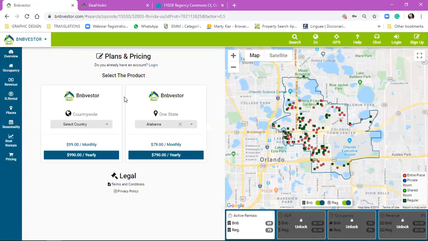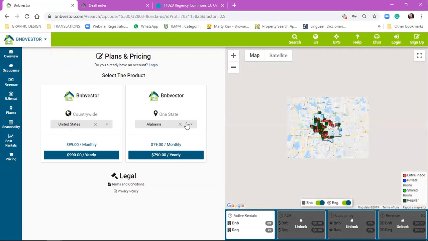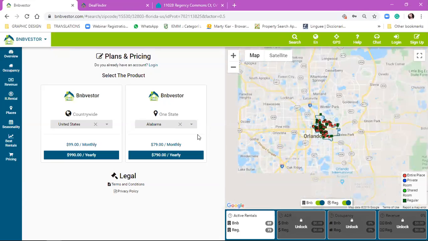Okay. So you have an idea: once you are on the BNB Investor page and you click sign up, we offer you 2 different products. Okay, we have countrywide and 1 state. If you go for 1 state, you can select which state, and you're going to have access to all the counties of that particular state for $79. Now, if you choose the whole United States, you will be able to do Airbnb investing in the whole US. Any state, you can access any city, but it's per country.